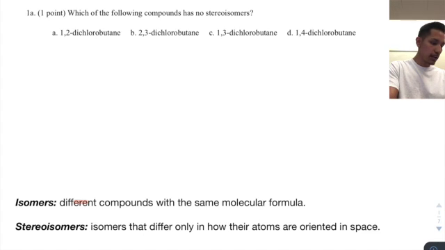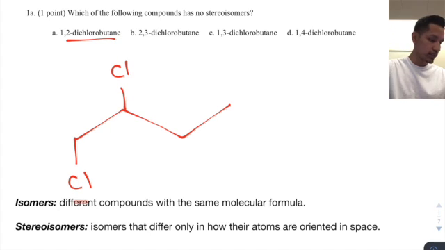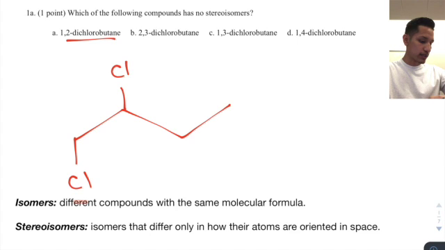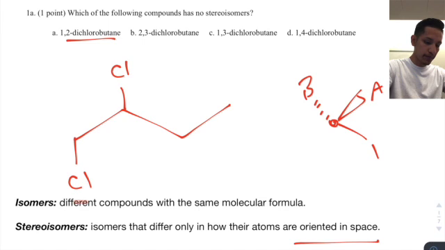So let's go ahead and draw 1,2-dichlorobutane. Got our chlorine and our chlorine. So there's our 1,2-dichlorobutane. Now, for something to constitute a stereoisomer, it must be able to be orientated differently in space. So that's where we're going to run into chirocarbons. Chirocarbons are able to orientate themselves differently in space because they have four different things connected to them, and that allows for different orientations.